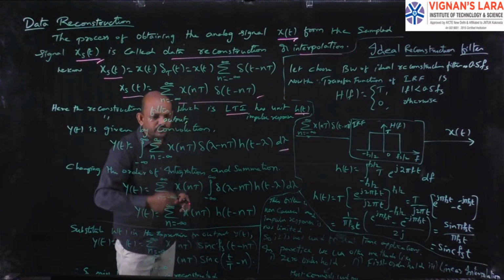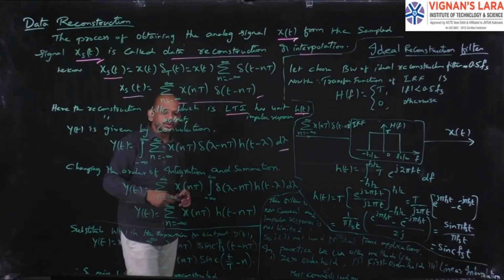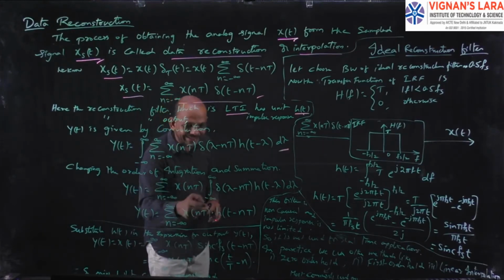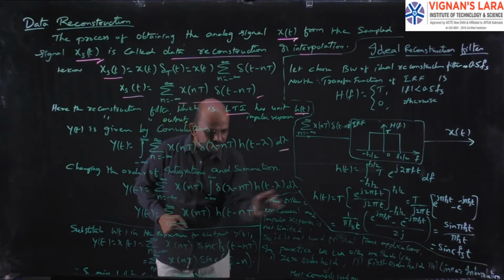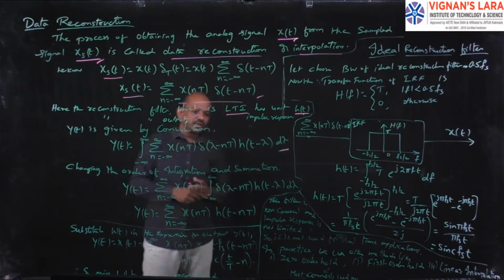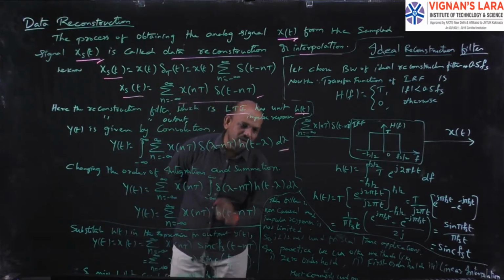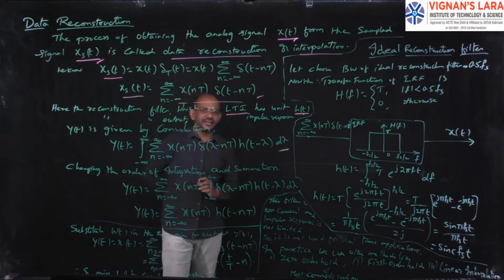Y of t will be equal to the summation over n equal to minus infinity of x of nT. So see this one: simply this delta of tau minus nT, whatever we may call it, we can keep as it is.